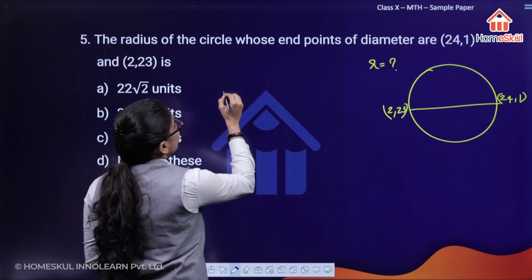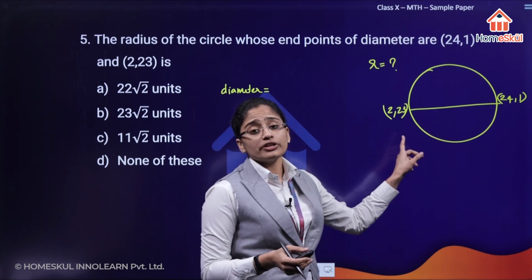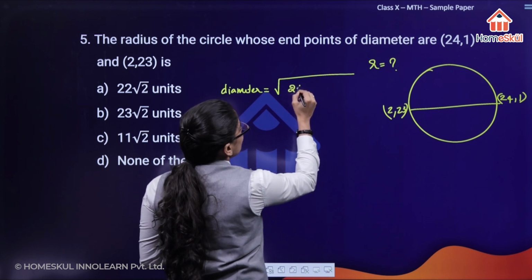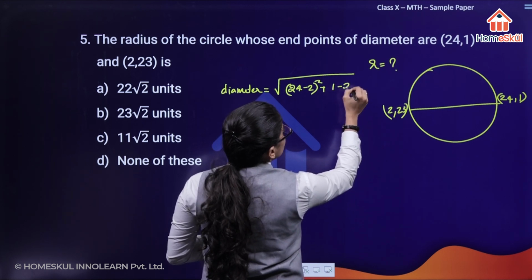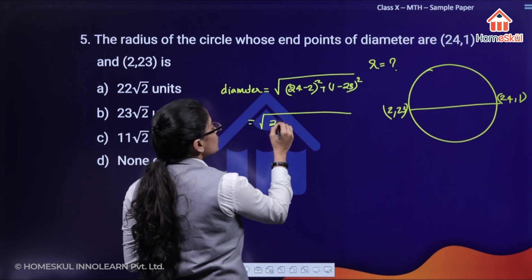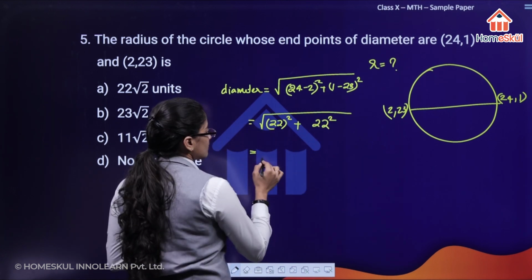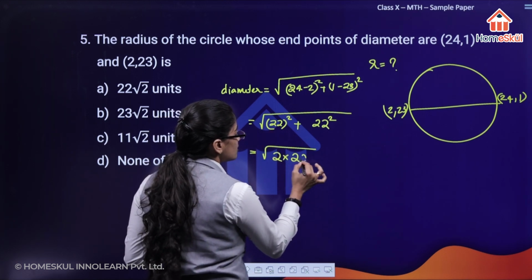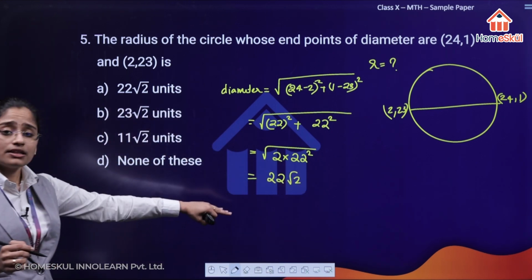That means diameter is equal to root of x2 minus x1 the whole square plus y2 minus y1 the whole square, isn't it? So it is 24 minus 2 the whole square plus 1 minus 23 the whole square, which is equal to 24 minus 2 is 22 the whole square plus 1 minus 23 is minus 22 the whole square, which is equal to 22 square plus 22 square, which can be written as 2 into 22 square, isn't it? That is 22 root 2. Is this the answer for our question?